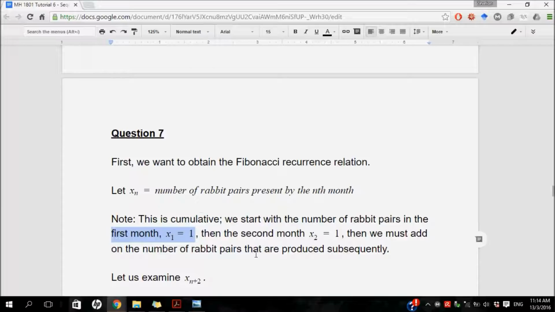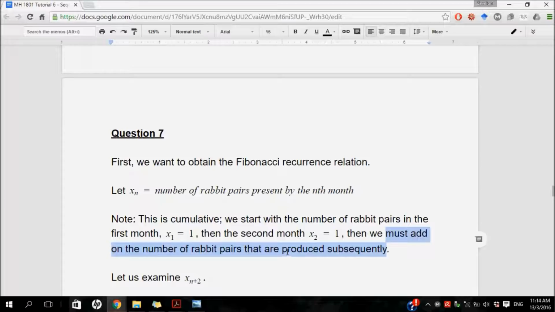And then we go on to the next month, and in the second month we still would have x2 equal to 1 because the rabbit pairs have not started reproducing yet. And subsequently, we will need to add on the number of rabbit pairs that are produced as we go through the months. So every month after this, the rabbit pairs will start reproducing, and each rabbit pair will reproduce a new rabbit pair.